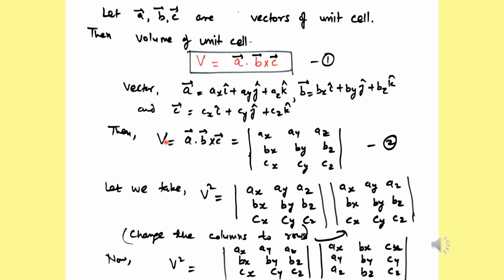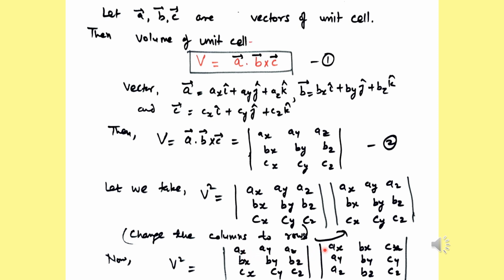So this is the volume, but for some operations we will take V square, to have the multiplication of these two determinants. So V square will be this determinant multiplied by this one. Now we can change columns to rows or rows to columns in a determinant. So the first row becomes the first column, the second row becomes the second column, and the third row becomes the third column. And now we multiply. We know how to multiply these determinants.